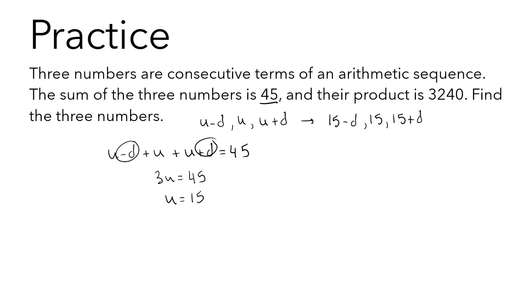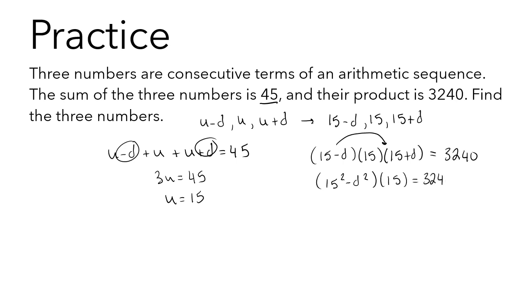So we know these three multiplied together has to equal 3,240. So that would be 15 minus d times 15 plus d times 15, and that's going to equal 3,240. So again, this nice little trick works out because 15 minus d and 15 plus d are actually opposite signs. When you multiply them, you get the difference of squares. And so that becomes 15 squared minus d squared, and then all that is times 15.